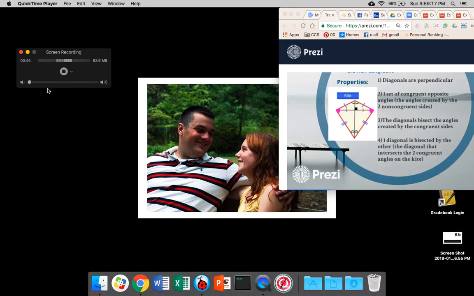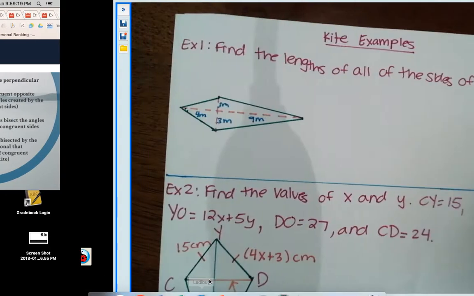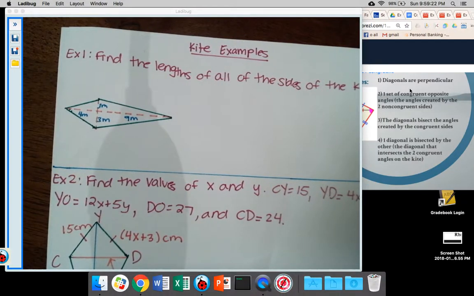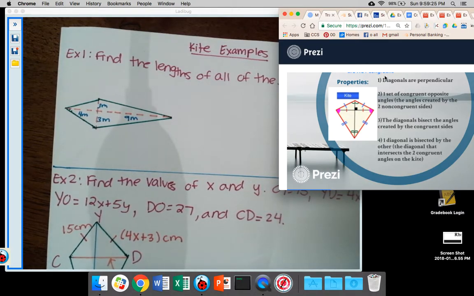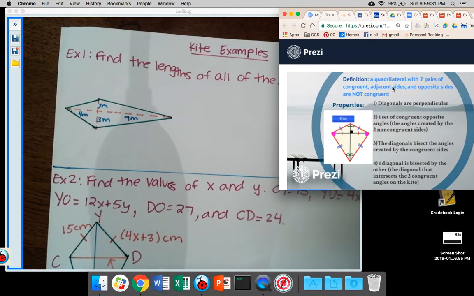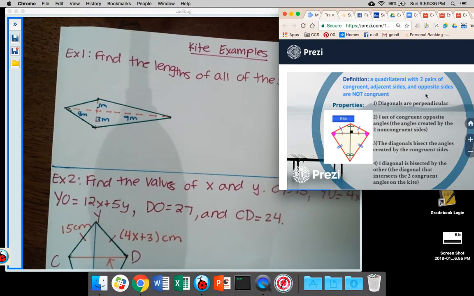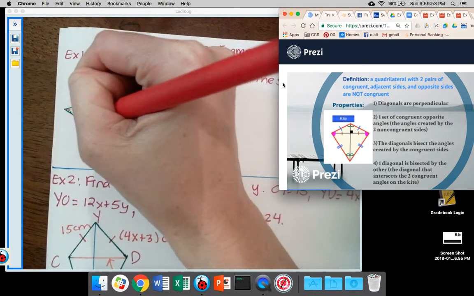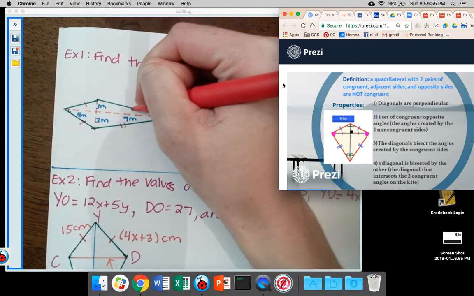We're going to be using the properties of kites to help us solve, which I have in this little corner that we can reference as we need. Based on the definition, a kite is a quadrilateral with two pairs of congruent adjacent sides, and opposite sides are not congruent, so it is not a parallelogram, so be careful. The two sides that are next to each other are congruent. So guess what, you guys? I know that these two sides are congruent, and these two sides are congruent.